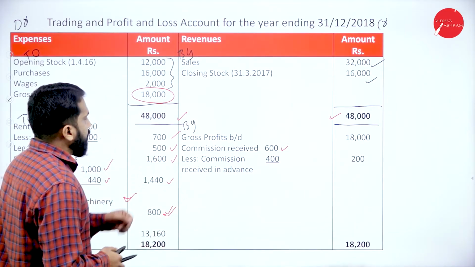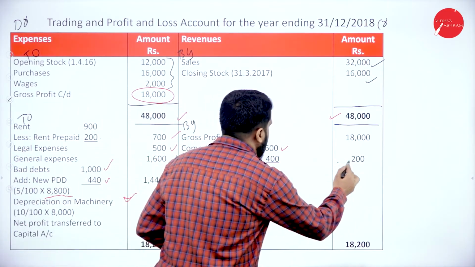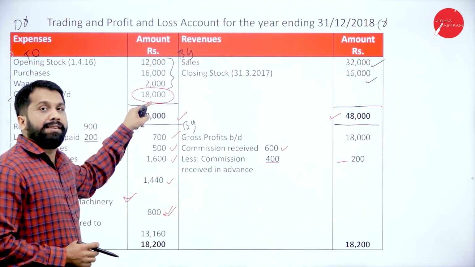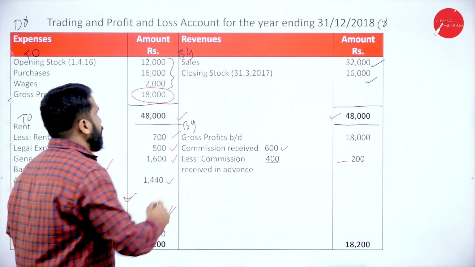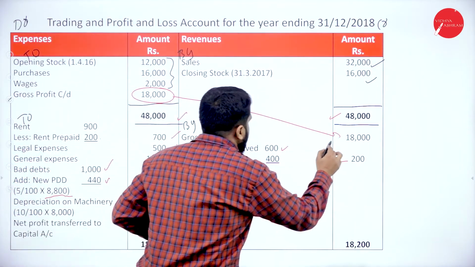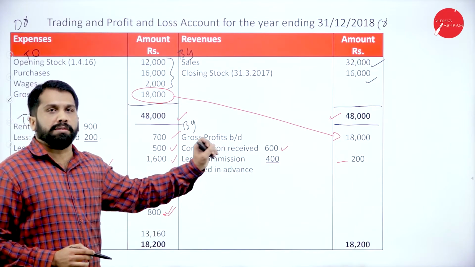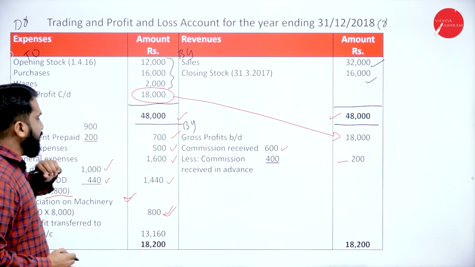Now, so your interest part is also over. This 18,000 I have copied from your trading account. Whatever answer you get in the trading account, that was carried down. Here it will be brought down. Now, we are done with all the information.